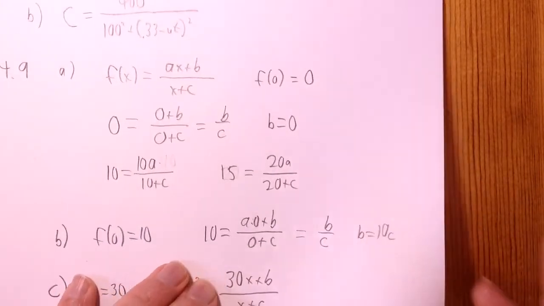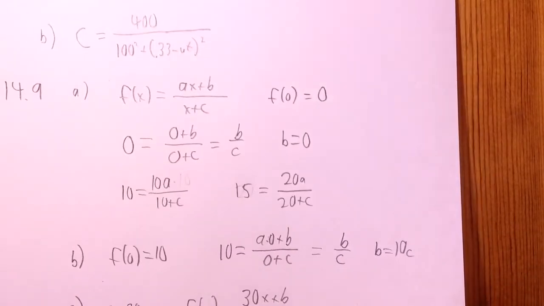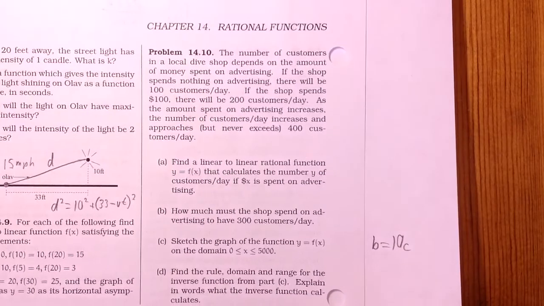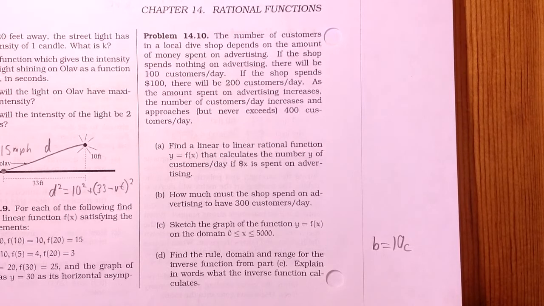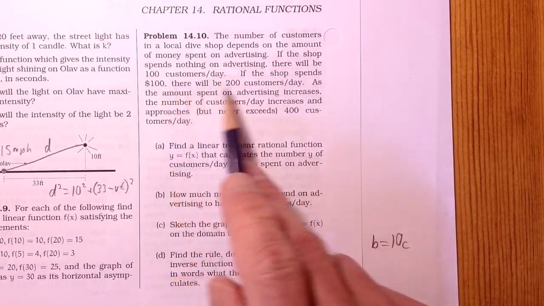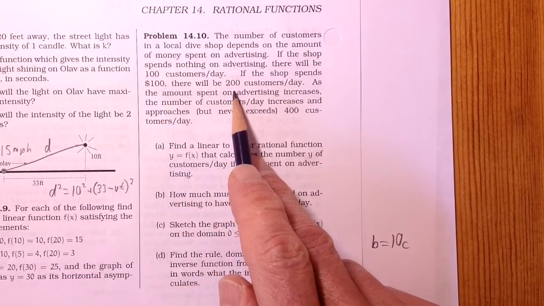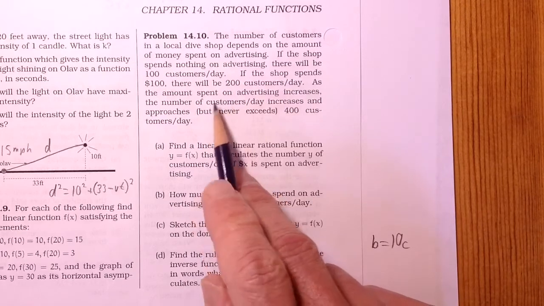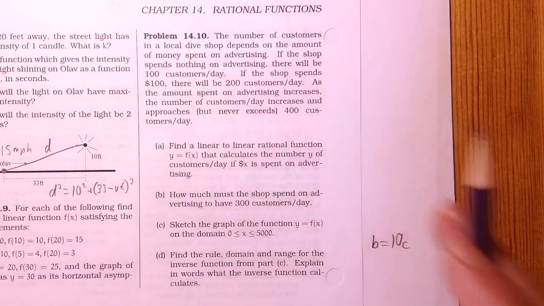Okay, lastly, let's just quickly go over 1410. 1410 looks really long, but it's just another doing the same thing. They give you 3 points. They give you 3 pieces of information, which is what you need to figure out A, B, and C. They say at the shop, no advertising, get 100 customers. If you get $100 in advertising, you get 200 customers. And if you spend an infinite amount of money on advertising, you only get 400 customers.